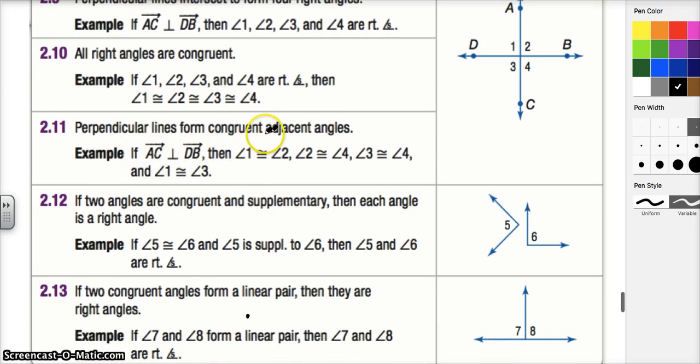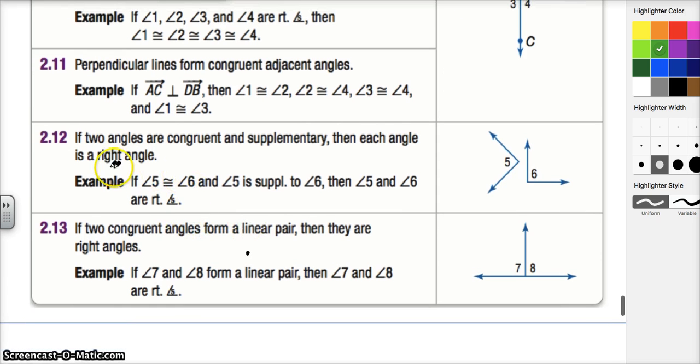Perpendicular lines form congruent adjacent angles. So if the lines are perpendicular, then the angles next to each other, adjacent angles, remember, share a side. So if the lines are perpendicular, then the angles that are side by side are congruent to one another. They're congruent because what? Because they're 90 degrees and we know all 90-degree angles are congruent.